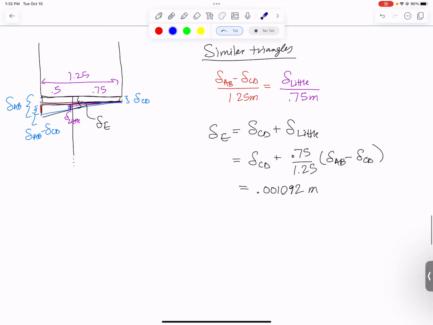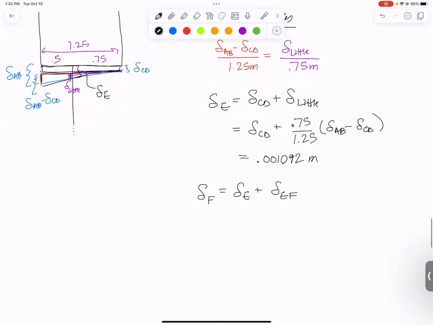So we find delta E, and now the total delta F is going to be delta E plus the length change of member EF that we found up above. You add those up and you get 0.00223 meters, which is 2.23 millimeters. And that is the last example we're going to do for today.